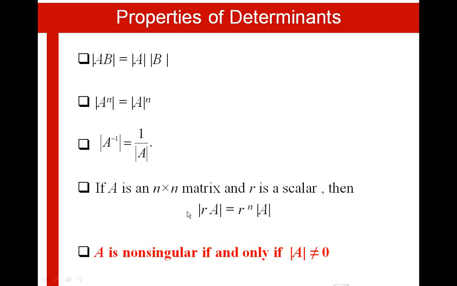If A is an n by n matrix and R is a scalar value, then the determinant of R times A is equal to R to the power n, since the matrix A is n by n, times the determinant of A. A is non-singular if and only if the determinant of A is different than 0. Non-singular means it is invertible, has an inverse.